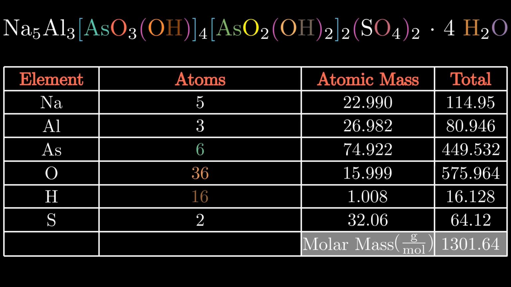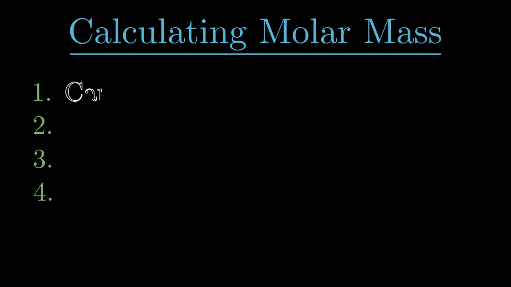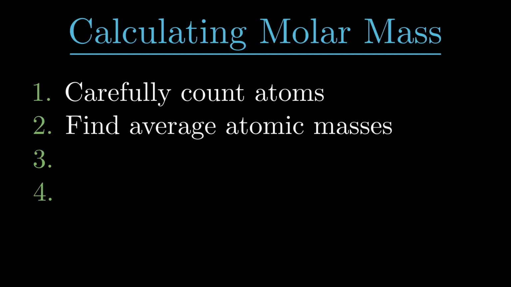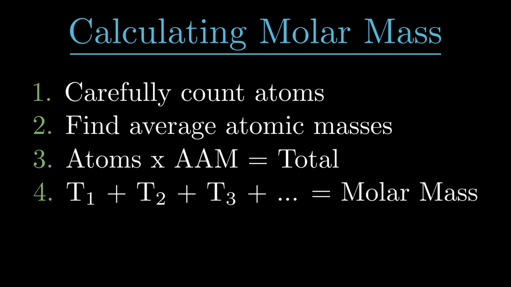Whether the formula is simple or ridiculous, there are always 4 steps to calculating a molar mass. First, you must carefully count the number of atoms. Then you must refer to the periodic table to find each average atomic mass you need. Next, multiply the number of atoms by the atomic mass to find the total an element contributes. Finally, you will add together all the totals to get the molar mass itself.